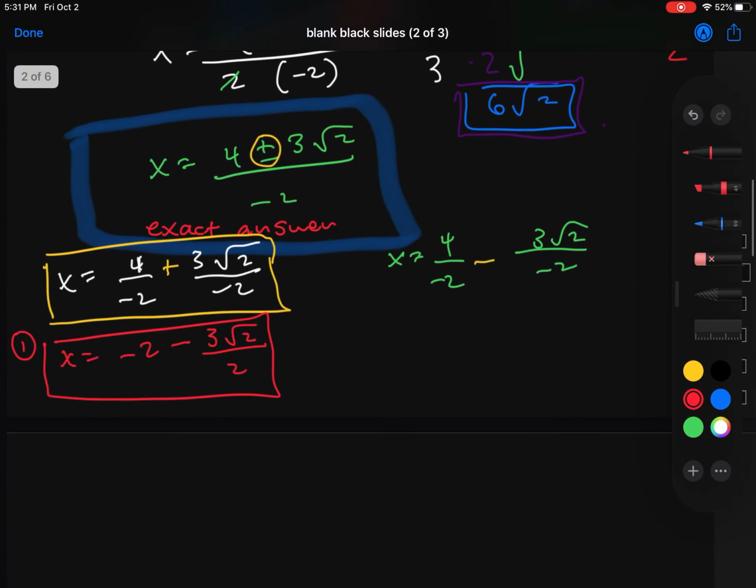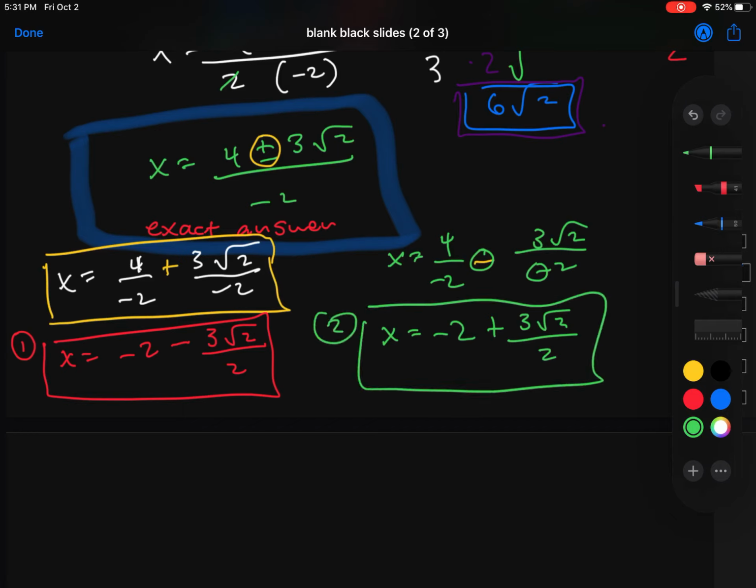And over here, you do the same thing. 4 divided by negative 2 is negative 2. And negative divided by negative is a positive. So you're going to have 3 radical 2 over 2. Okay? That is their second answer. So the one in yellow, a little bit cleaner, or you can split into the red and green, and you'll get your answer. Okay? See you guys.